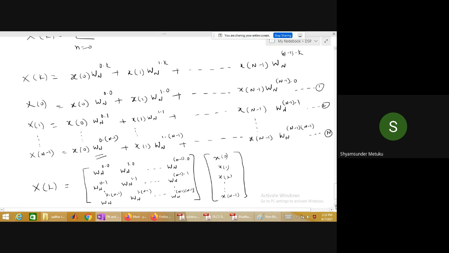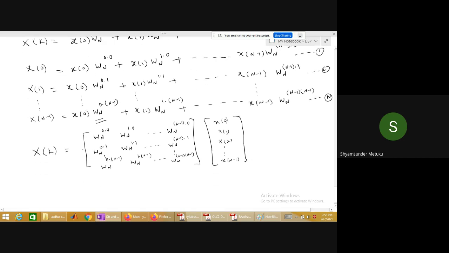So here, what is the size of this particular matrix? N by n. And the vector is n cross 1. If you multiply n cross n and n cross 1, what is the result? N cross 1. So it should give n cross 1. That is what we want, no? Ultimately, x of 0 to x of n minus 1.